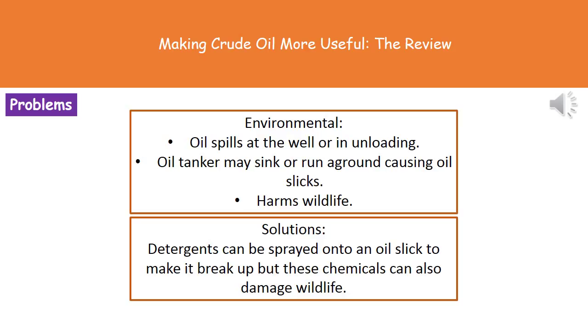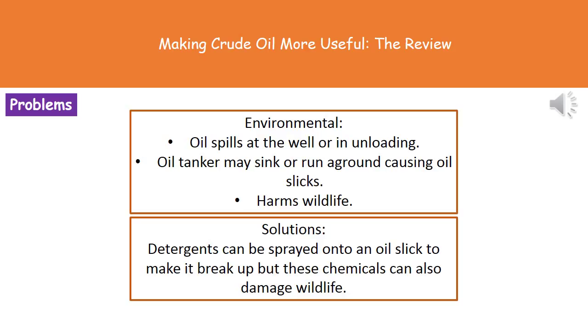We do need to think about some of the problems associated with this transport and extraction of oil. So the first group are the environmental problems. So what we'll find here is that we can every so often have one of these oil spills occurring, either at the oil well or as we're unloading those tankers. So if we get an oil spill, that's one of those environmental problems. The second one is when it's actually being transported around in the oil tankers, which are the big ships carrying huge amounts of oil, then they could sink or run aground, and at that point some of the oil could leak out from the tanker itself onto the sea and cause an oil slick.